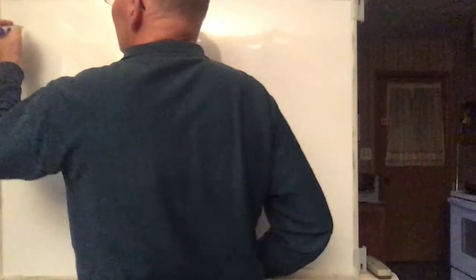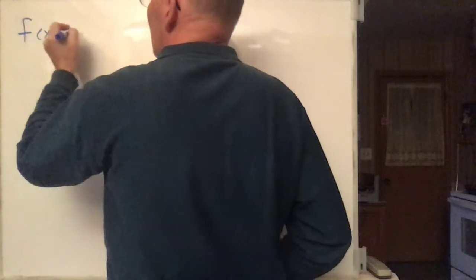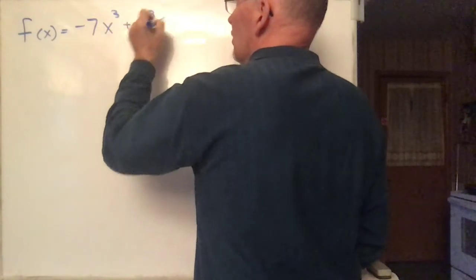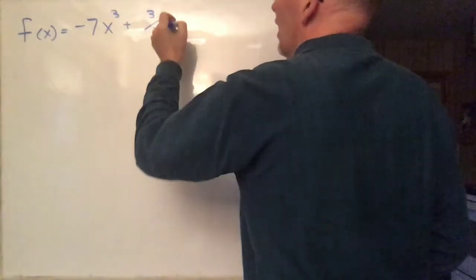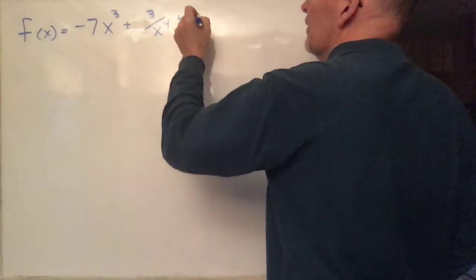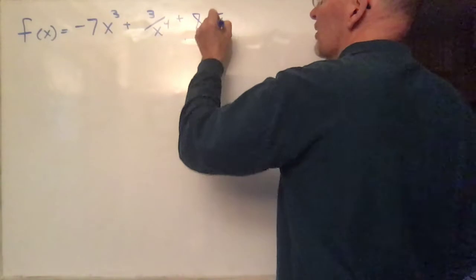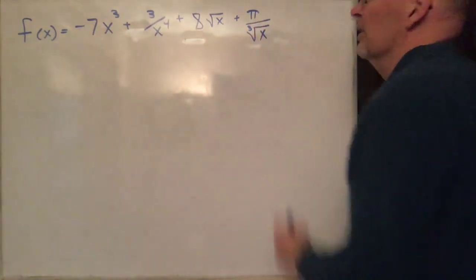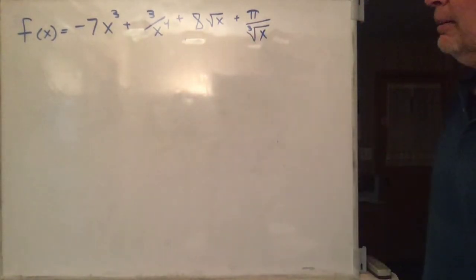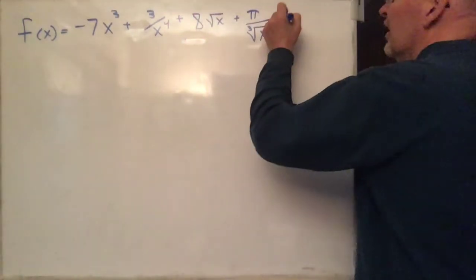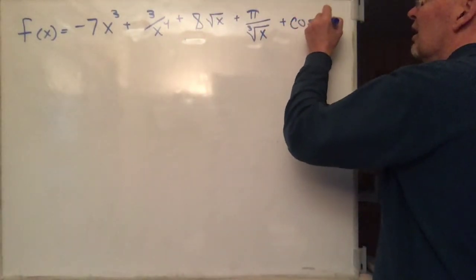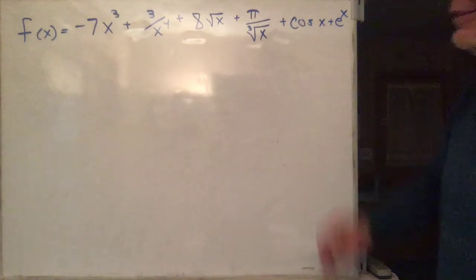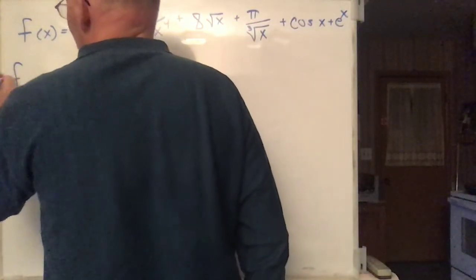How about f of x is equal to negative 7x cubed plus 3 over x to the 4th plus 7 times, I've already used 7, let's make it 8, times the square root of x plus pi over the cube root of x. How's that for a nasty looking function? Okay? So here's what I'm going to do. Oh, let's throw in a cosine as well. Plus cosine of x plus e to the x. There's an ambitious function. What's the derivative of it going to be?